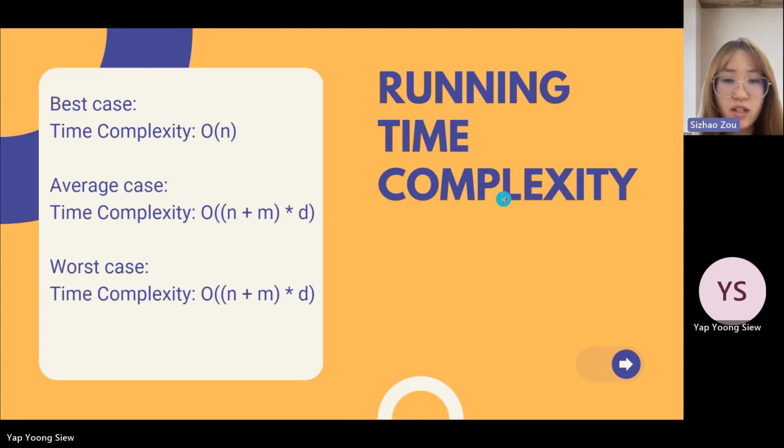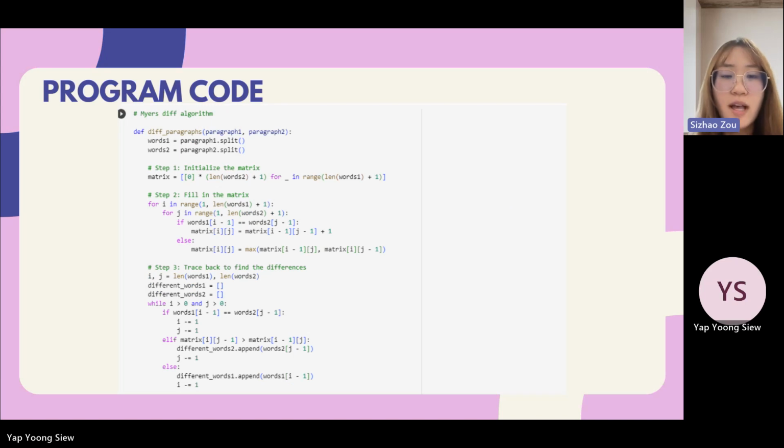And then we are going to move into the program code part. For this Myers difference algorithm part, we split the paragraph into individual words using the split method, and then we match them. We initialize the matrix with the length of words 1 plus 1 and the length of words 2 plus 1, where words 1 and words 2 are the word arrays of the 2 paragraphs.